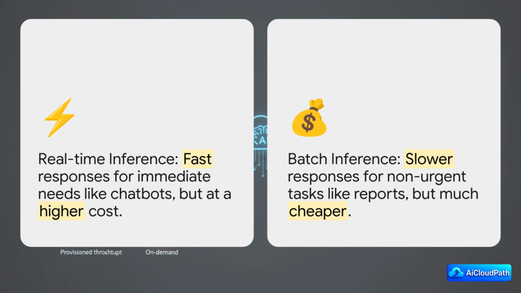So you've basically got two main flavors here. On one side, you have real-time inference, and on the other, batch inference. Now, these are two totally different ways to get answers from your model, and honestly, choosing the right one can make or break your budget and your user's experience.